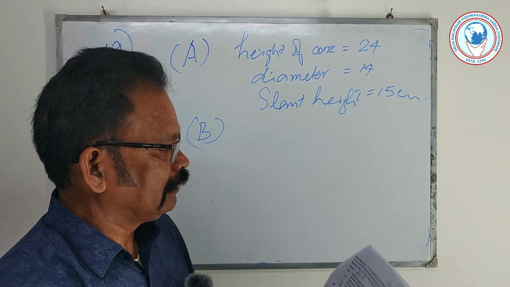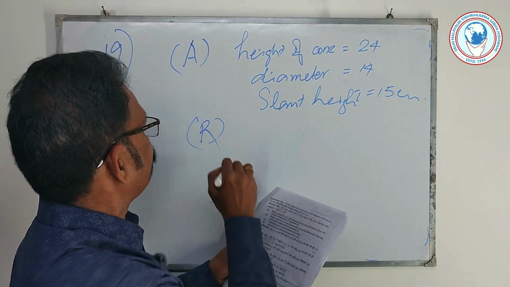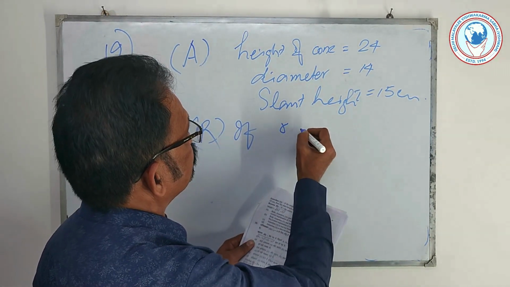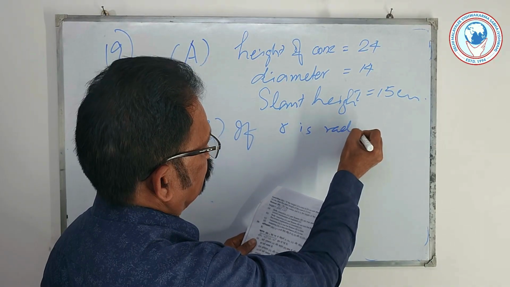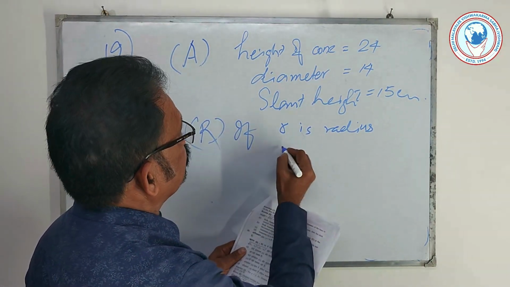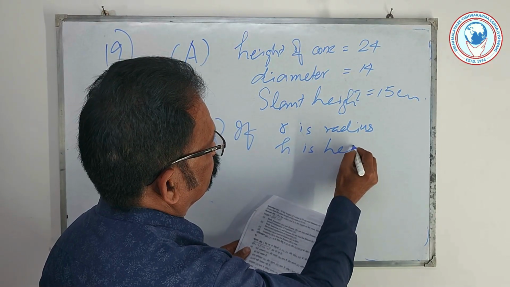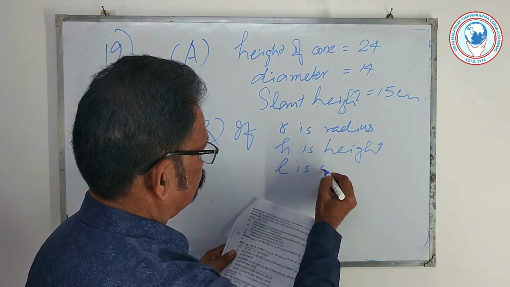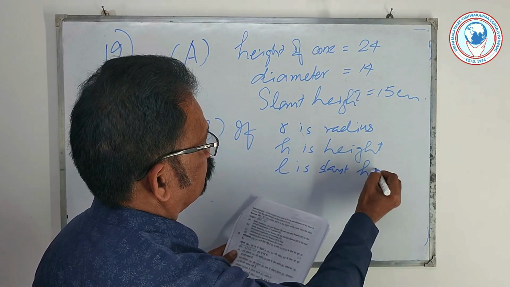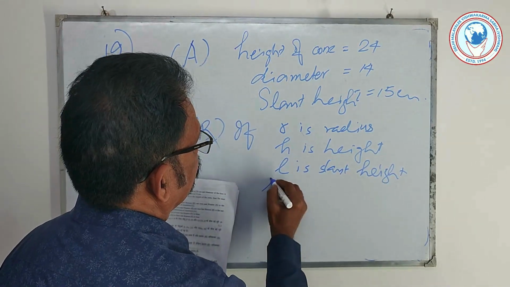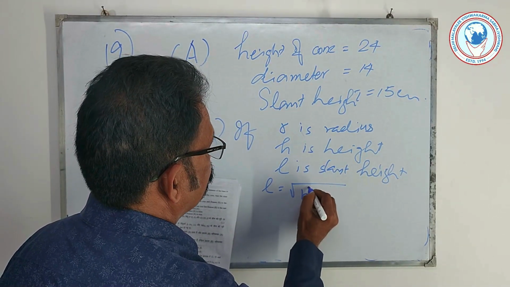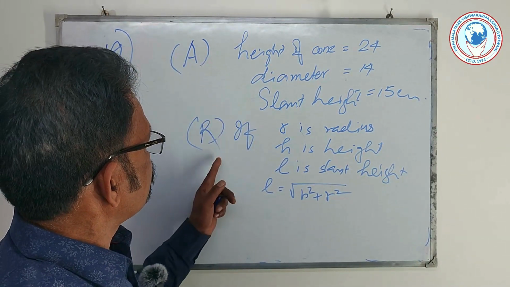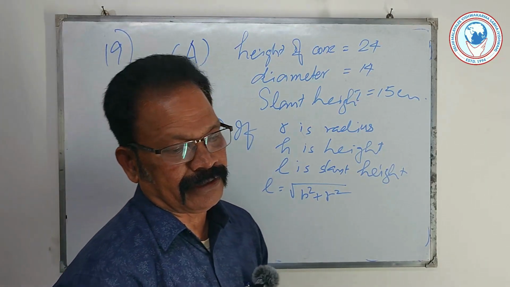And reasons are given. If R is the radius, H is the height, L is the slant height, then L is equal to root of H square plus R square. This is the assertion, this is the reason. Then which of the following are correct?